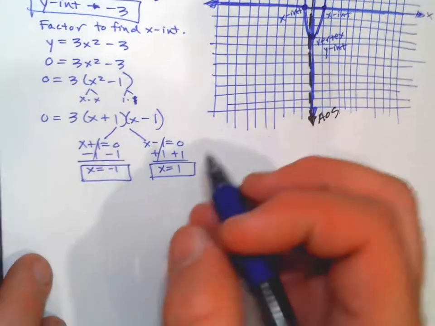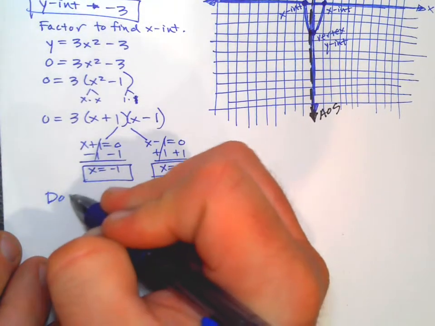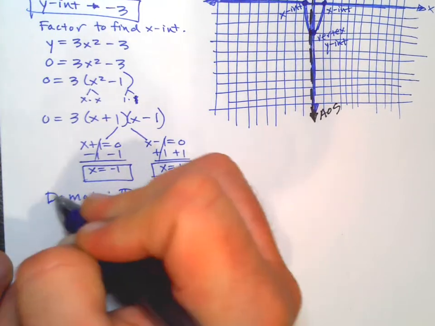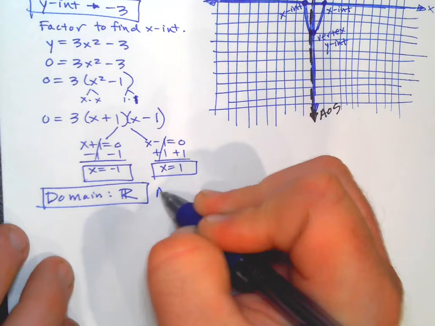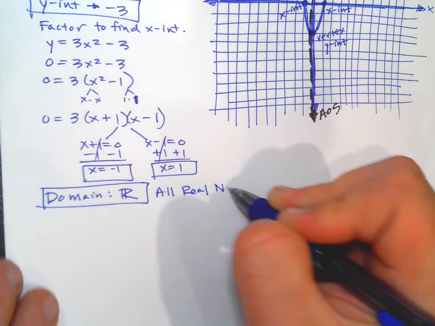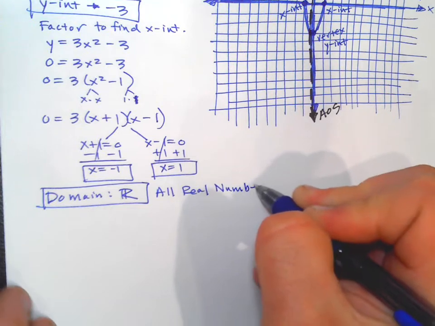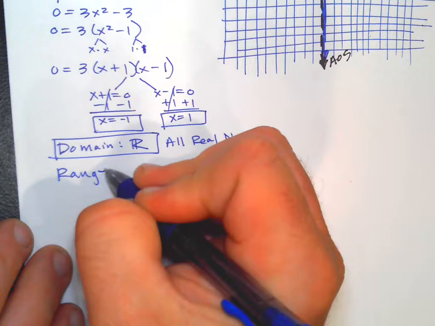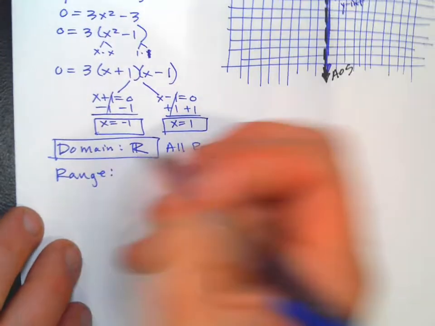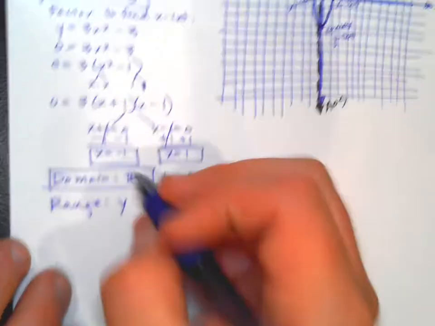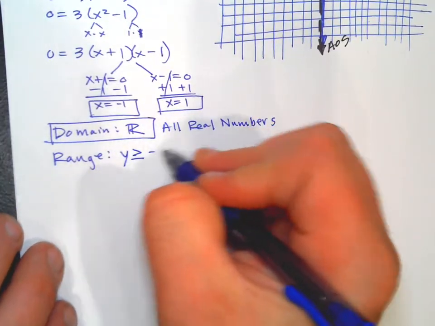So we have the domain, which is all real numbers. Okay, so that's short for all real numbers. Meaning you can plug anything in for the x's. The range, usually not all real numbers for these guys. It's y, the smallest value is -3 and all the other y values above it. So it's greater than or equal to -3.